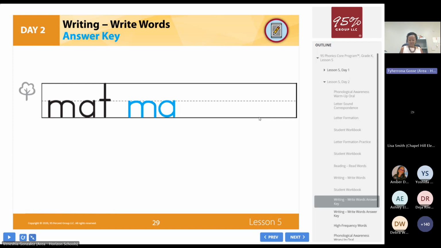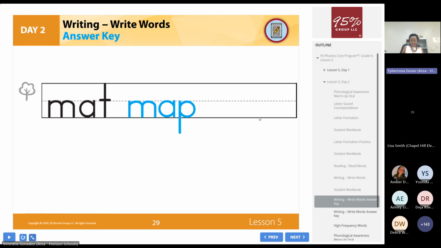What's the last sound? So the word is map. The last sound is P. Good. Which letter spells P? Right, P. Next to A. Good job. Look up, check your work.